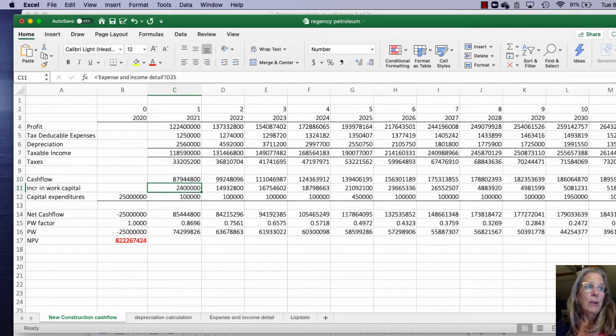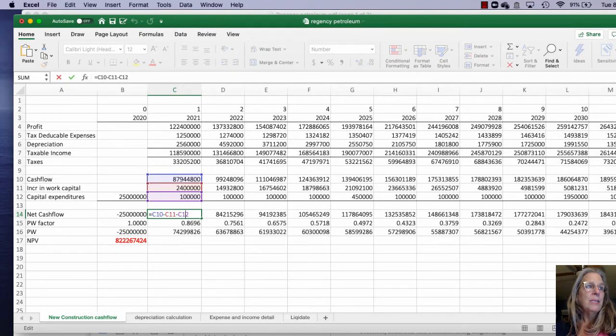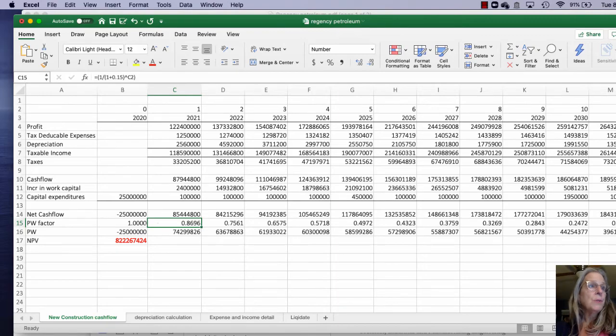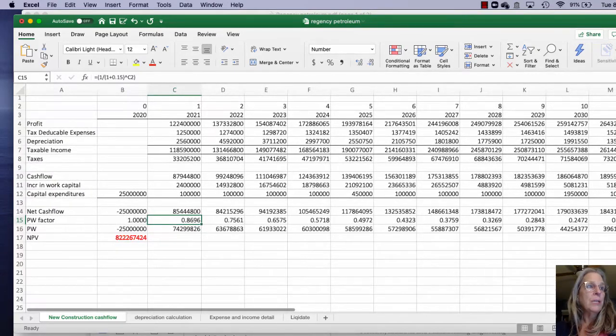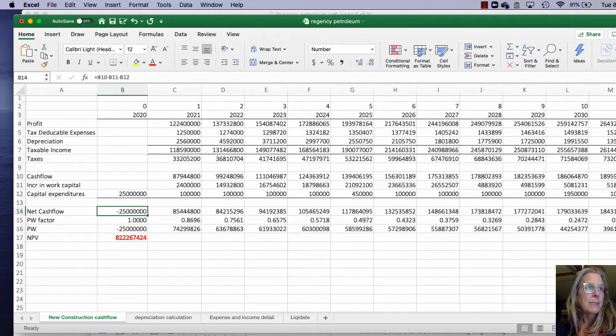Then there's also an increase in working capital that you need to include, and capital expenditures that occur along the way. The net cash flow is this number minus those two numbers. These are the arrows, running all the way across here. You can see the initial time 0 expense, and then all of the positive numbers along the way. I multiply that by the present worth factor and add that up, and I get a value of 822 million. That's the present value of building a new factory.